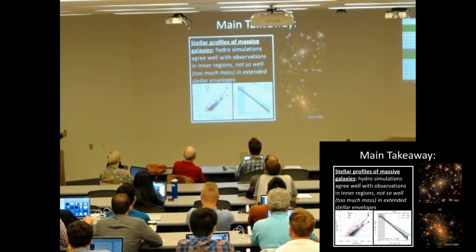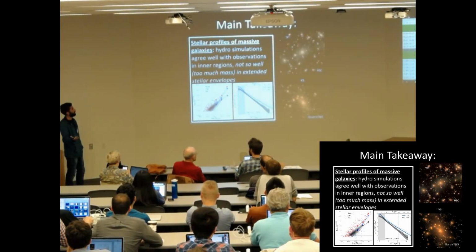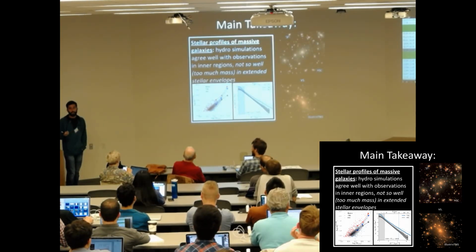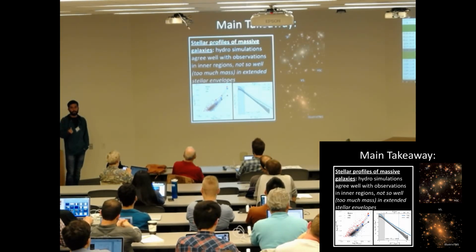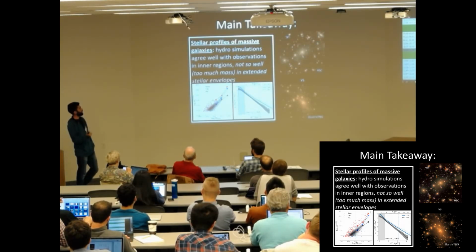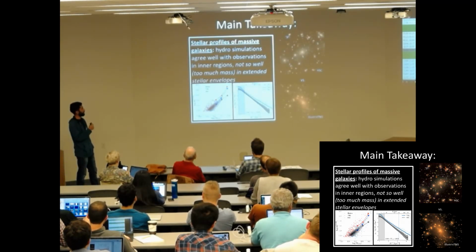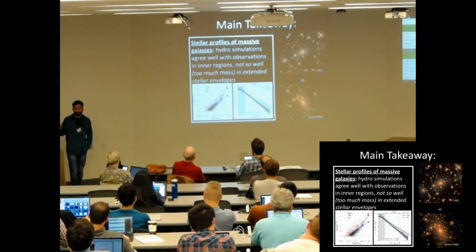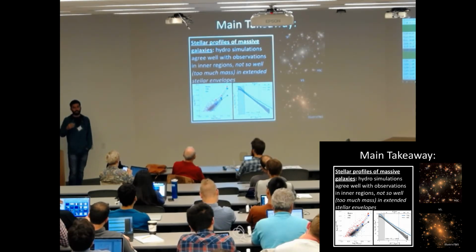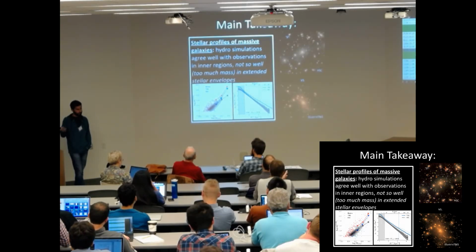And I think I've gone a little fast, but if I can leave you with one takeaway from my talk, it would be this: the stellar profiles of massive galaxies in hydro simulations agree well with our observations in the inner regions of galaxies, but as you go out to the outer regions, these simulations seem to have too much mass in their extended stellar envelope, so the agreement is not so good in the outer regions. Thank you.